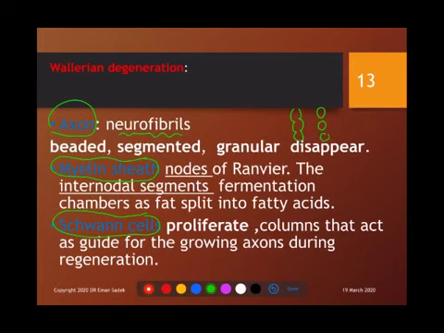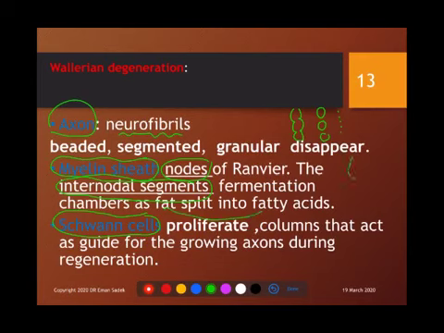So the first thing, the neurofibrils will be swollen, giving a beaded appearance, like prayer beads, beaded, then segmented, then granular. Okay, what will happen to the myelin sheath? The nodes of Ranvier will be widened. They will increase a lot, the nodes will widen. Why? Because the segments shorten. These segments or internodal segments will be degenerating, will be shortened, and fermentation takes place in these segments with the disappearance or the lysis of the fat to fatty acids. So they are called fermentation chambers.